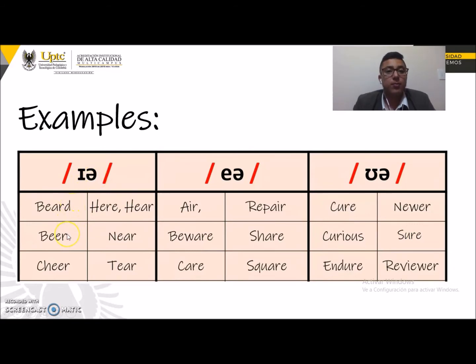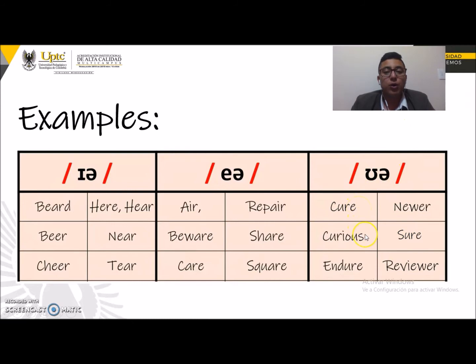I'm going to start with the first category, which is capital I and schwa. Beer, cheer, here. They are pronounced the same. Near, tear. Alright, so let's move on to the second category, which is epsilon and schwa. Air, beware, care, repair, share, square. And last but not least, we have upsilon and schwa.